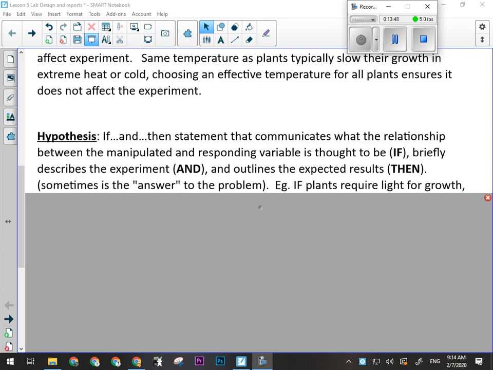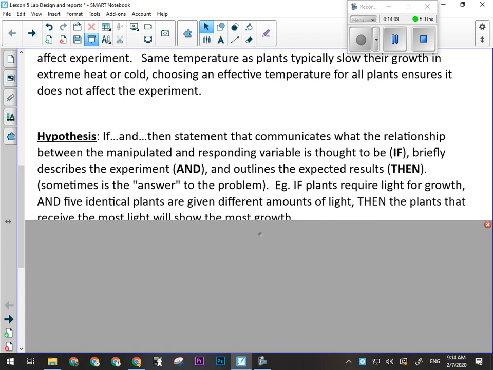For this experiment, what we're doing is testing the effect of light on plant growth. So the if part needs to say what the relationship between light and plant growth is. Our example here says, if plants require light for growth. There's the relationship. Plants need this stuff. They won't grow without it. That's the if part.